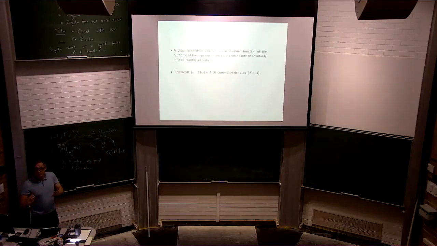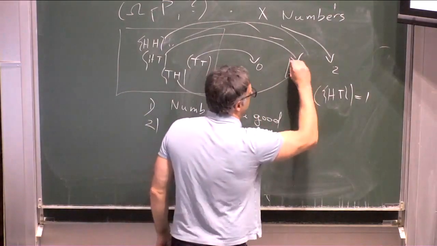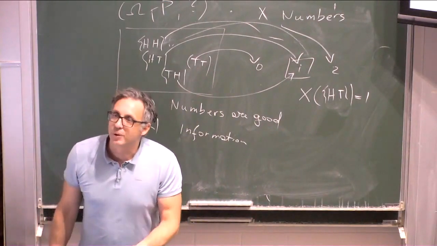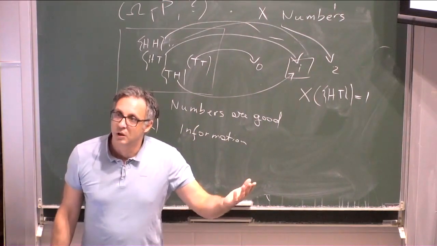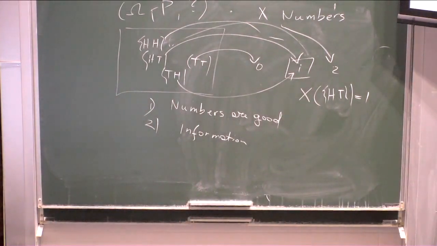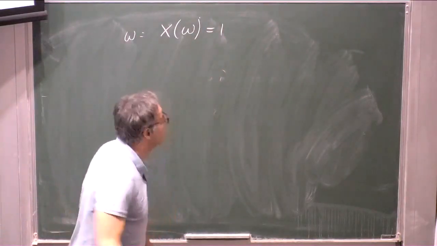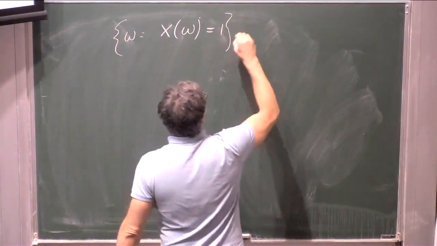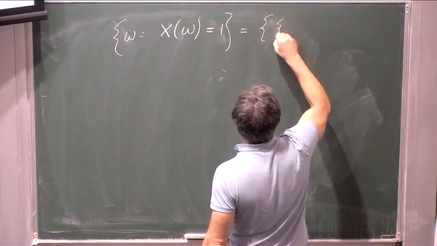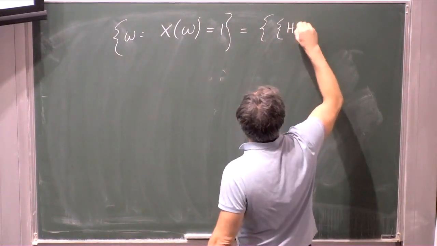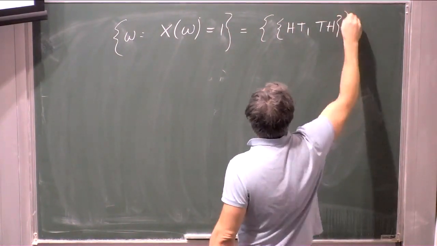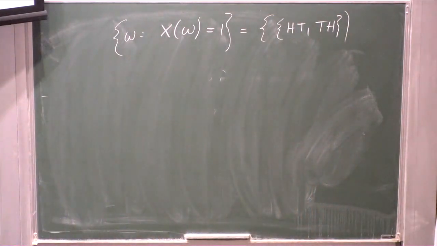But now, let's go backward. This is not a one-to-one function. But suppose I tell you that X is equal to 1. What are the possible omega that give you this? So let's have an example here. The set of omega such that X of omega is equal to 1 in this particular example is equal to the subset of omega that is HT, TH, because these two outcomes, once you plug them in X, give you 1. Both of them. Is this clear?